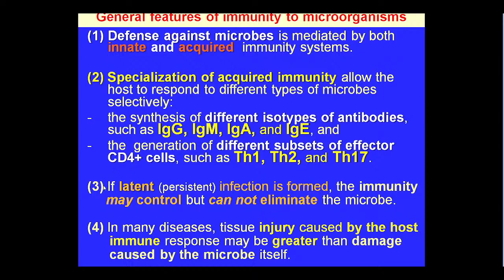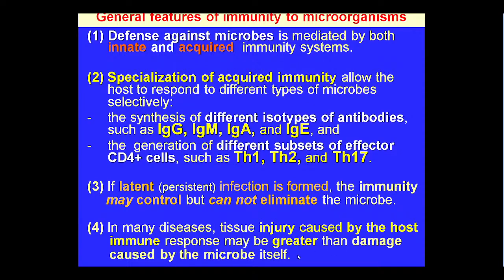Third point: if a latent or persistent infection is formed, the immunity against this infection may control but cannot eliminate the microbe. Persistent infection means long-lasting survival of the microbe in the human organism without clinical manifestations, but the microbe is present in the human body. And the last point: in many diseases, tissue injury caused by the host immune responses may be greater than damage caused by the microbe.